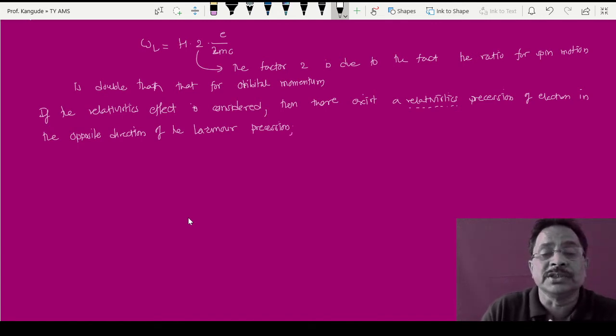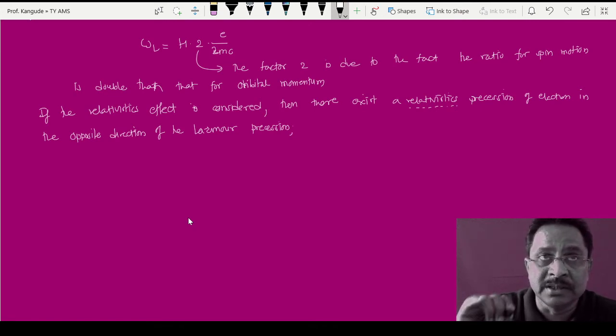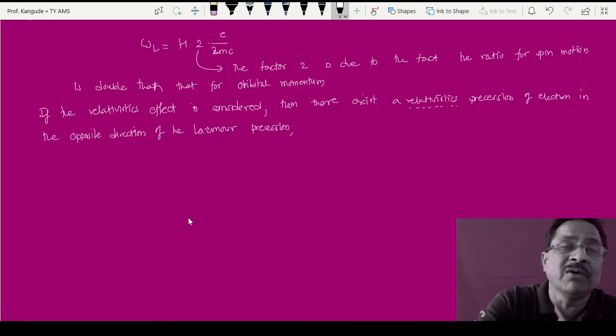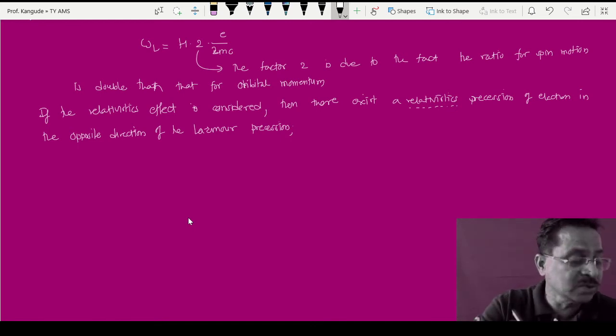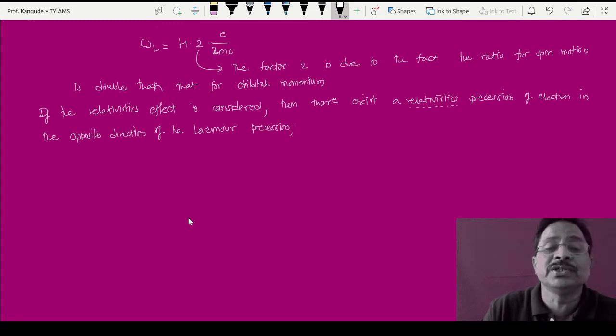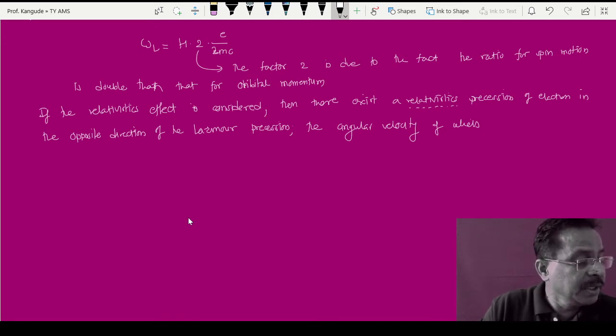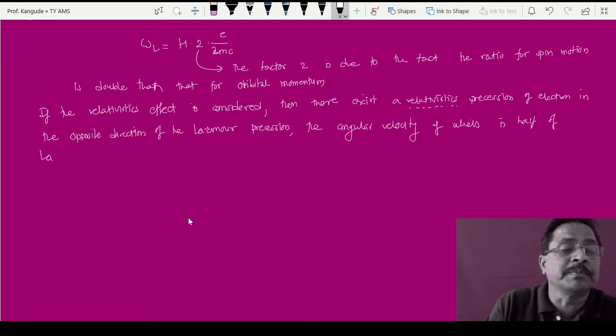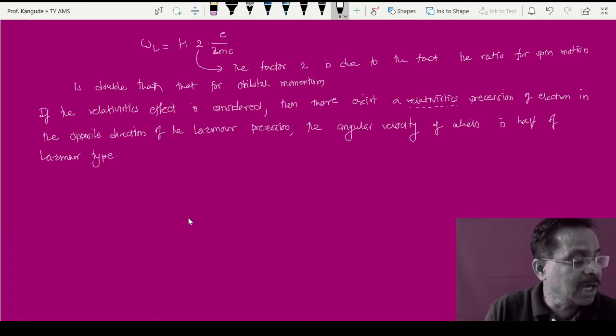The angular velocity, that means if this relativistic effect is considered, this angular velocity of Larmor's precession gets reduced to 1/2 of its original. So whatever we have calculated, it gets to be half. So whatever 2 we have added in the earlier derivation, these 2 can be removed. That is what we are writing here. The angular velocity of which is half of Larmor precession type.